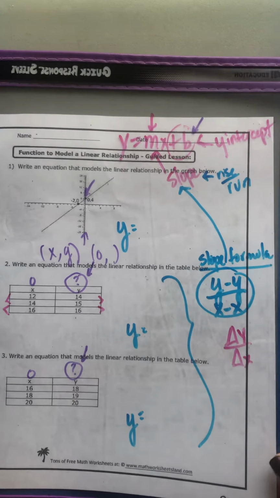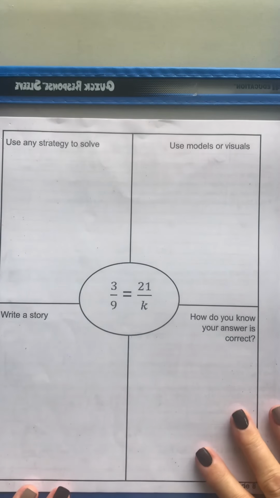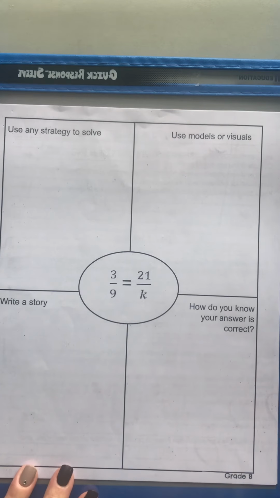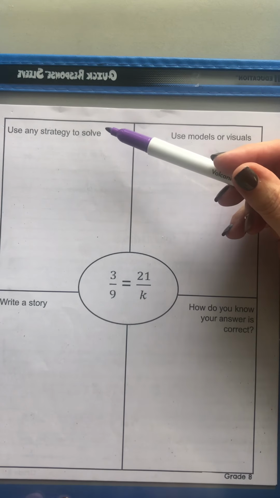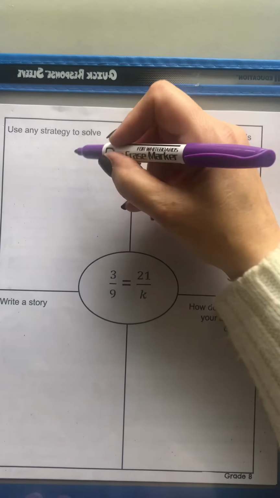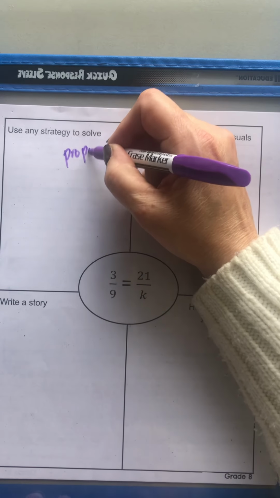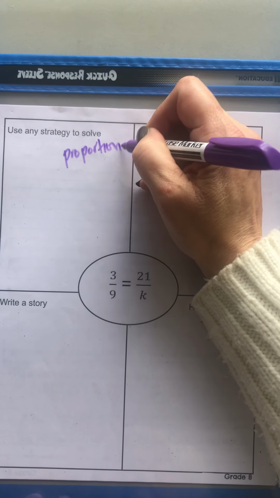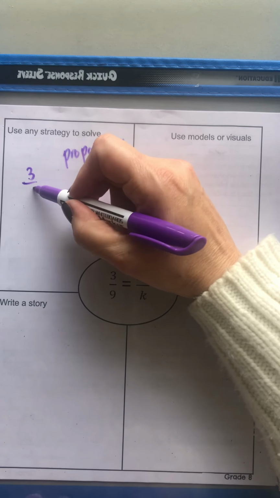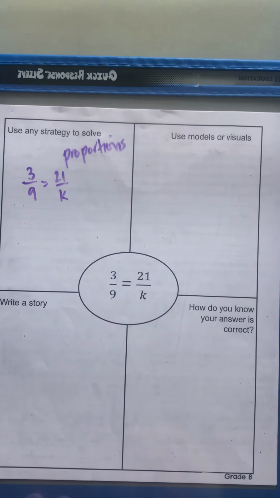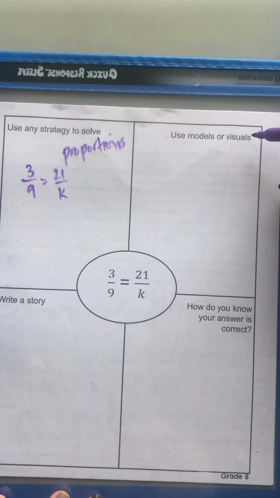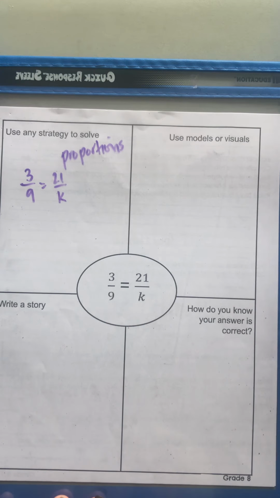And then the last question in day 1 is this one here. And again, this kind of looks like how we ended the battery question, because it's asking us to use any strategy to solve. I offered to you a moment ago solving via proportions, right? And the way we do that via proportions, remember, is that we cross multiply and then divide. So you might want to do that here. You can use models or visuals to show what's happening here.